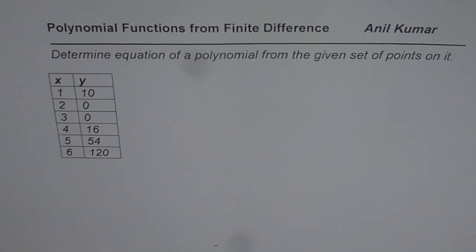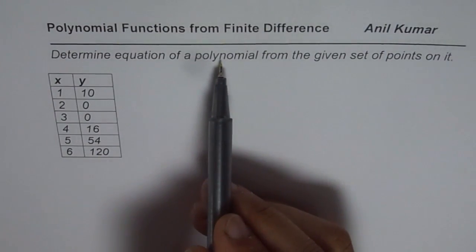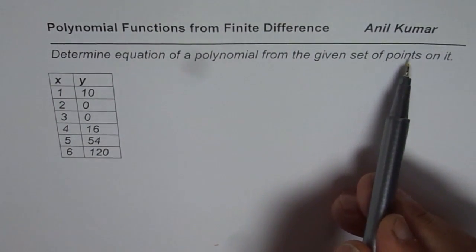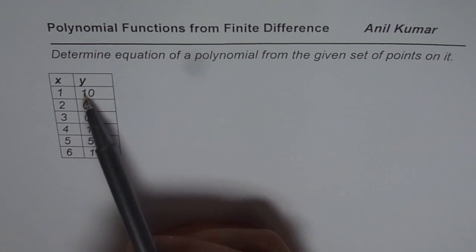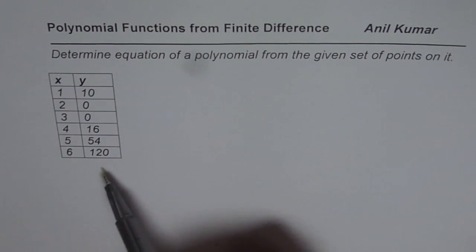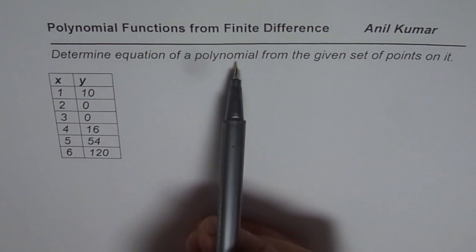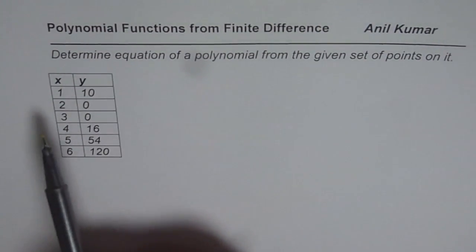The question here is, determine the equation of a polynomial from the given set of points on it. So we are given 6 points here, x values and y values. All these coordinate points are on a polynomial. We need to find the equation of this polynomial.